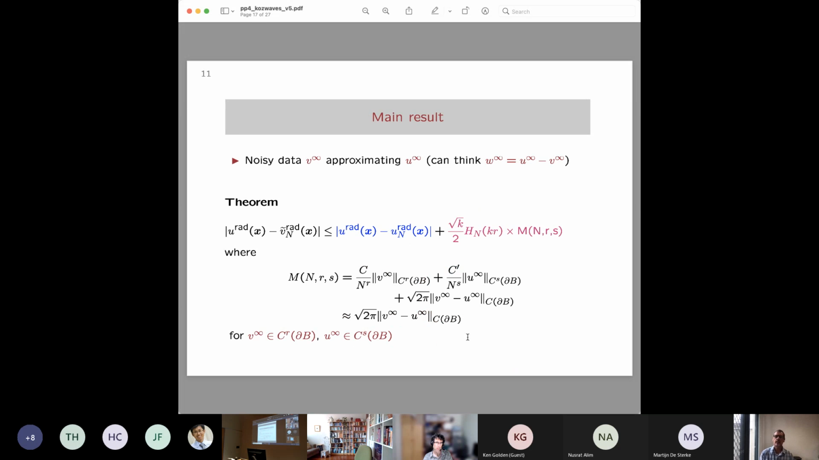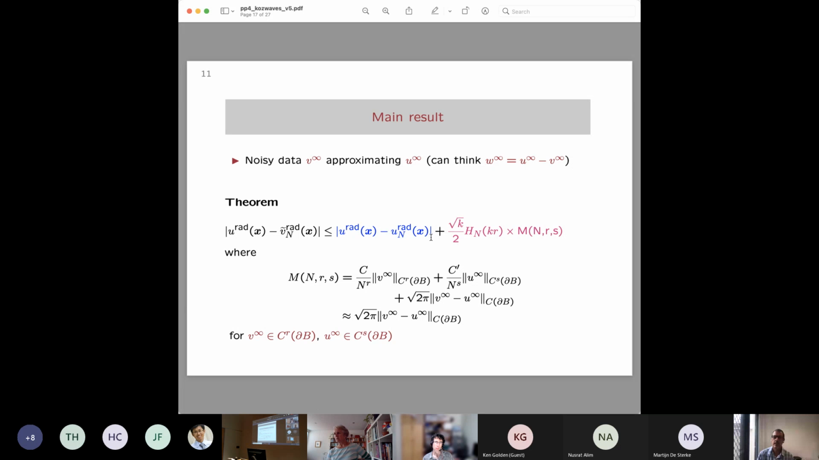So what I can do is combine those two strands of thinking into our main result. The setting for this main result is if we've got noisy far field data V that approximates the true far field U. So I think on the previous slide, W is U minus V. Then we can bound the error in our truncated wave function expansion in terms of these two terms.